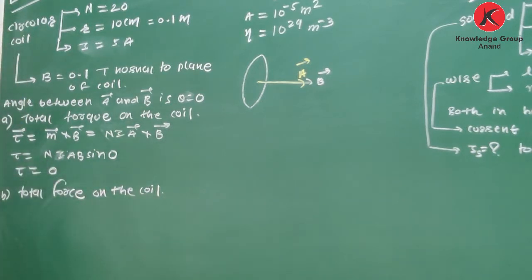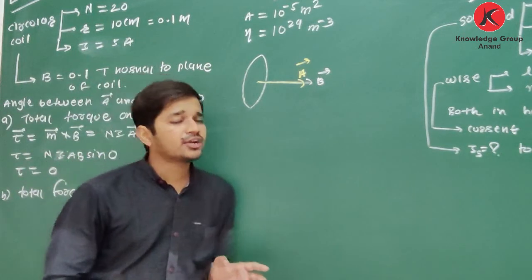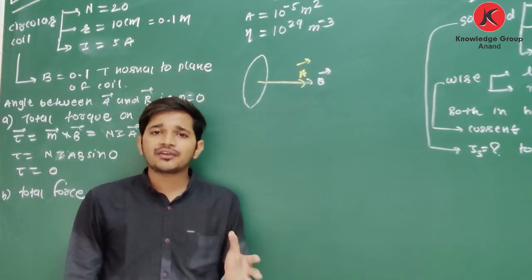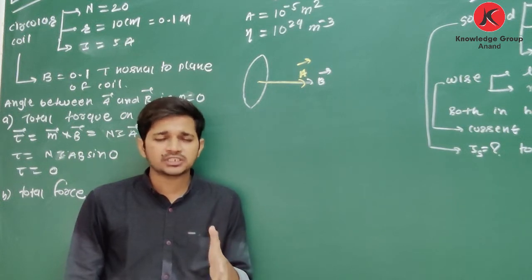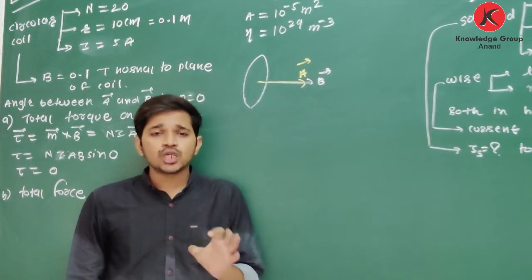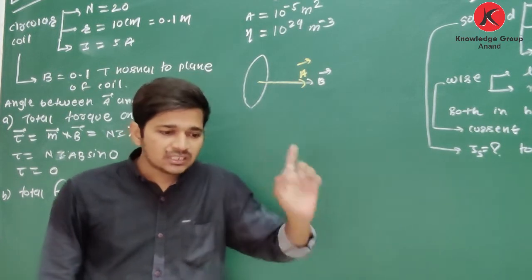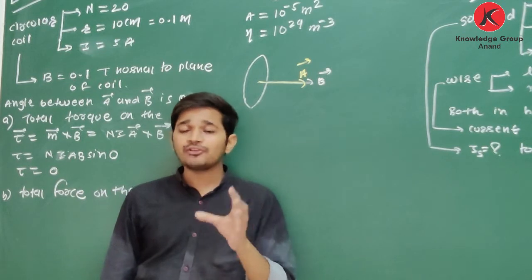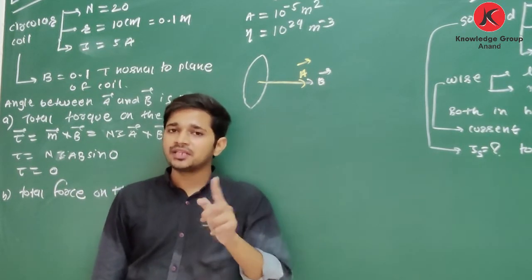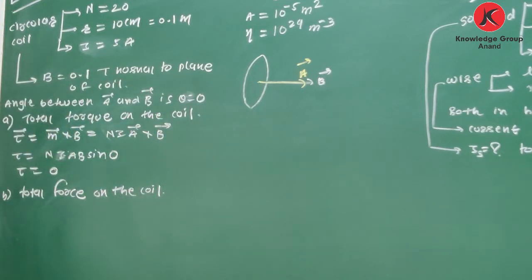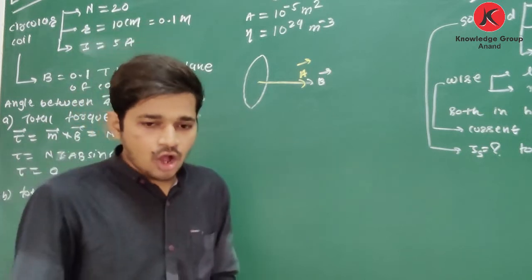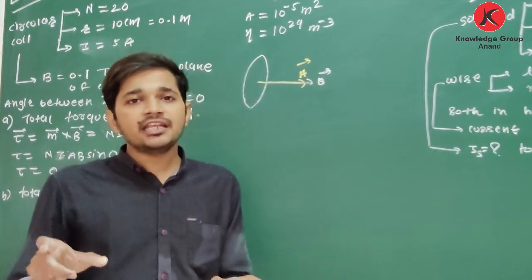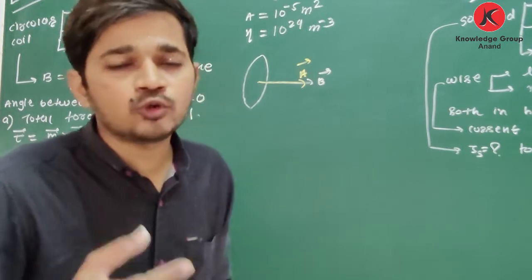Now, what is the total force on the coil? Remember, students, in chapter 1 we have discussed one point: the behavior of an electric dipole in a uniform electric field. Whenever the electric field is uniform, means at each and every point the value of the electric field is constant, the total force on the electric dipole is 0. We have obtained one relation: a current carrying coil behaves as a magnetic dipole. So if we compare, on an electric dipole in a uniform electric field, the total force is 0. Then in a uniform magnetic field, on a magnetic dipole, the total force is 0.